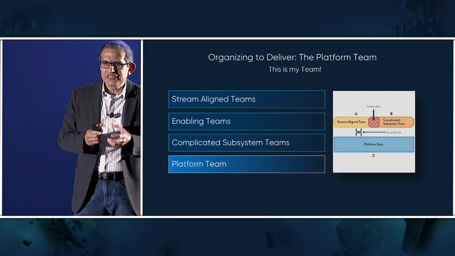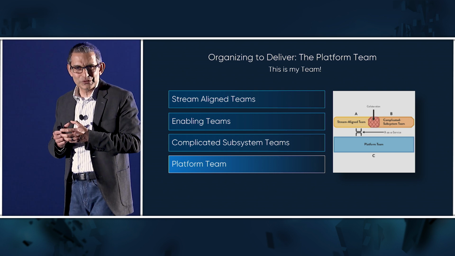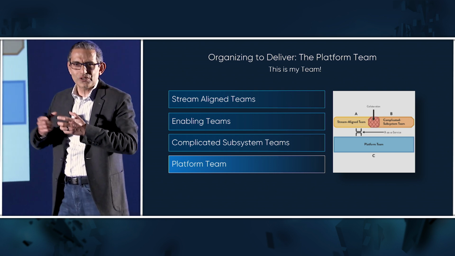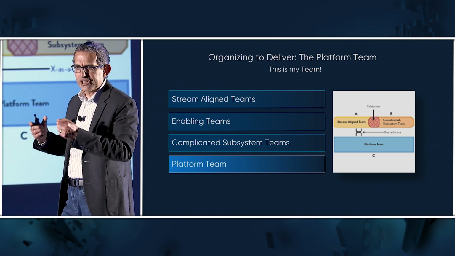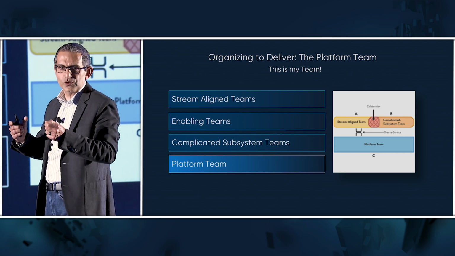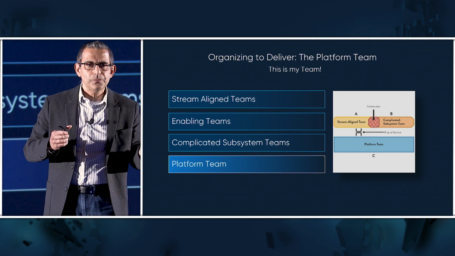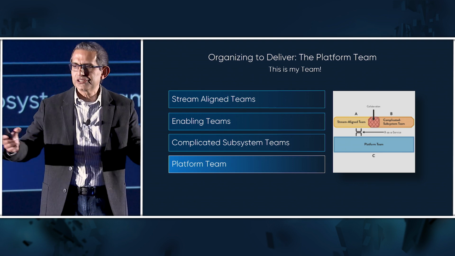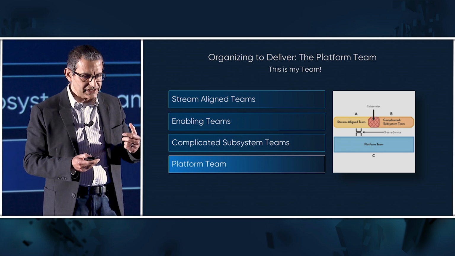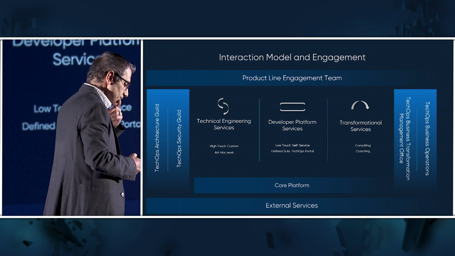What if your developers need something which is not one of those curated use cases, but it's needed? It's an outlier. It's either a one of a kind or a first of a kind. Then you need what is called a complicated subsystem team. And then there is the platform team, which is delivering this curated platform. My team is the curated platform.